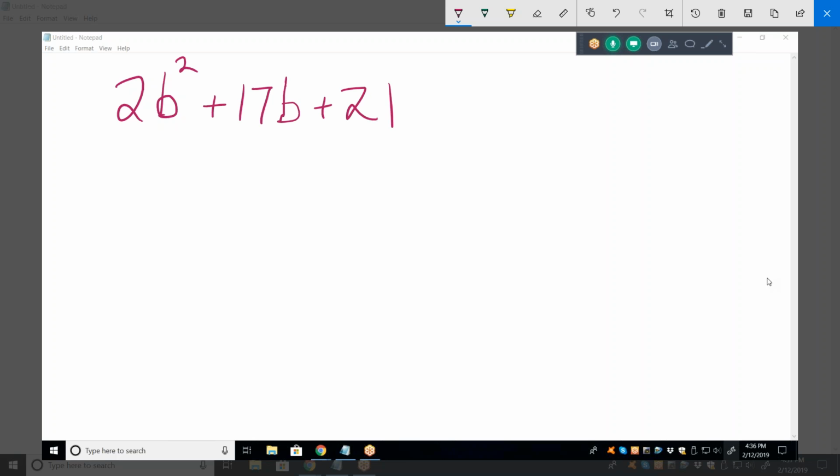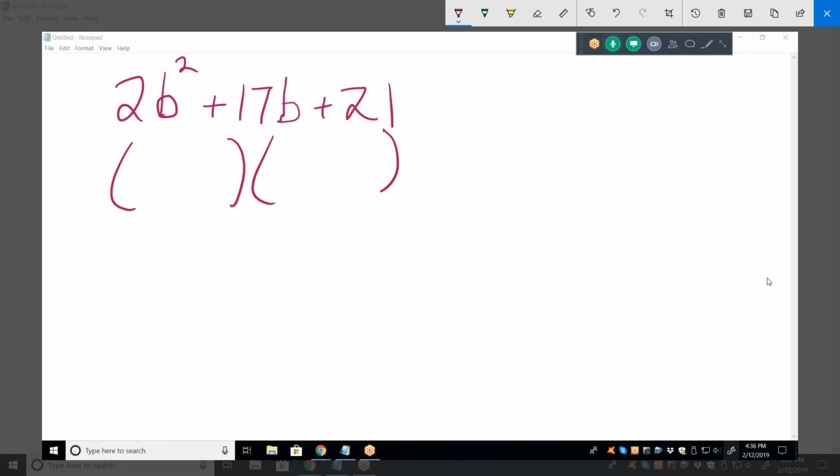Okay, good. First of all, this is not first level anymore because there's a 2 in front of the squared term. Can I make it first level? In other words, could I factor out a 2? No, 17 is not divisible by 2, nor is 21. So I'm going to have to deal with it as a second level quadratic, and I'll show you how to do it.